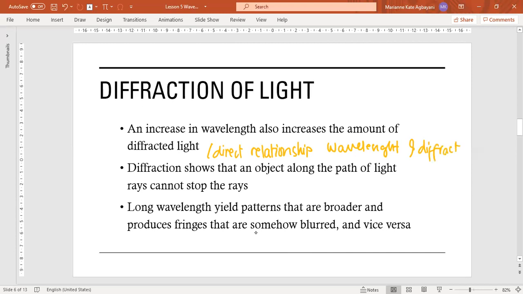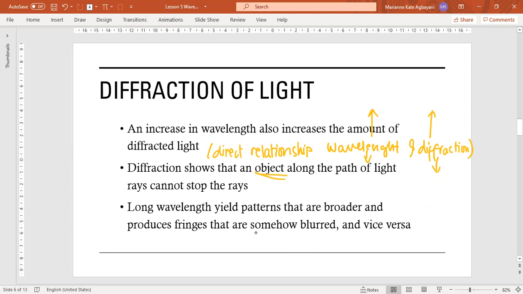So if the wavelength increases, the diffraction also increases. If the wavelength decreases, the diffraction also decreases. So diffraction shows that an object along the path of light rays cannot stop the rays. Take note that an object cannot stop the rays once they have passed.